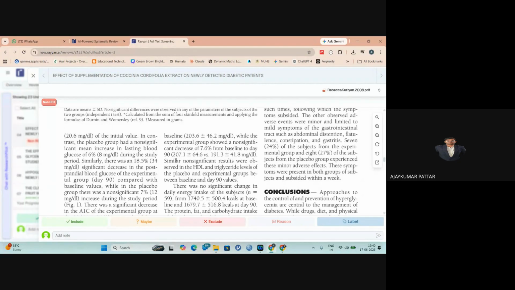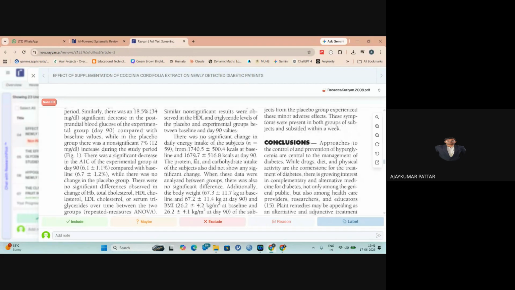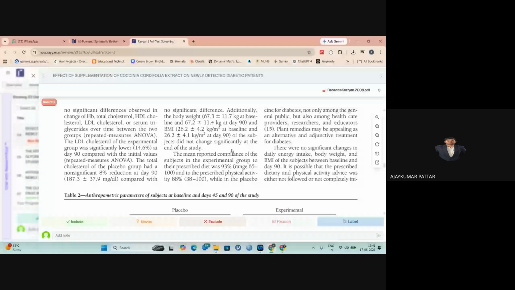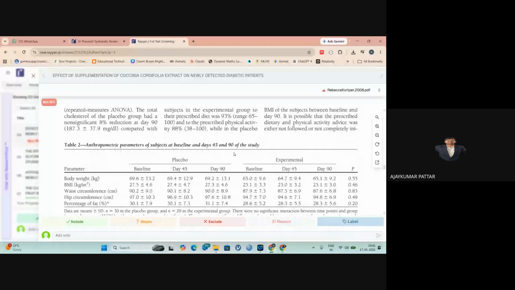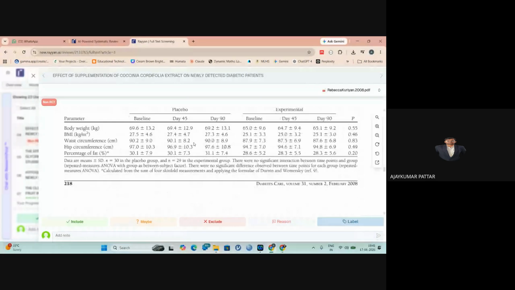Sometimes in the abstract they have mentioned that this has been concluded, we got the result, but when we see the paper, they do not mention certain data. Then whether we have to include it or not, that kind of decision we can take by seeing the whole paper.